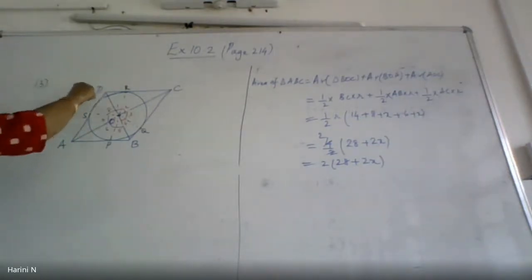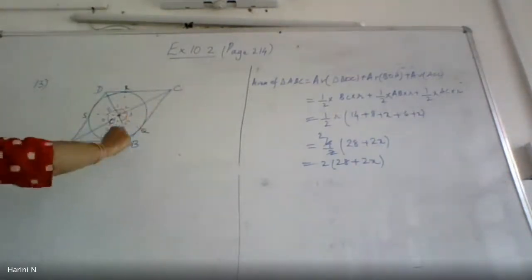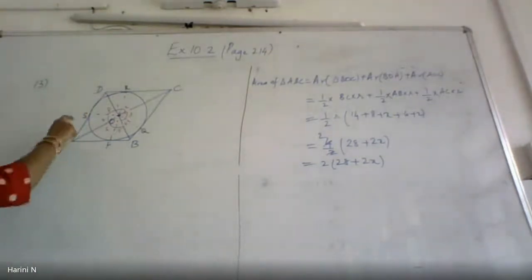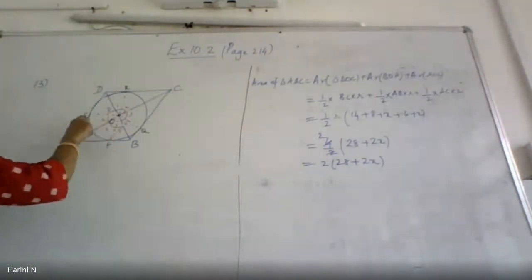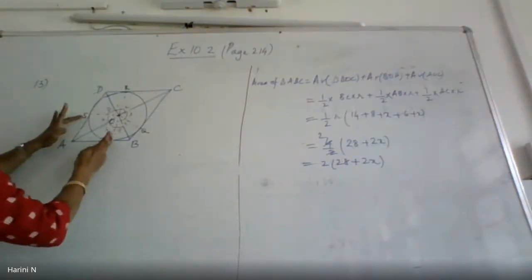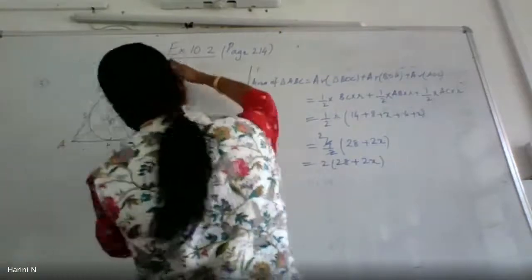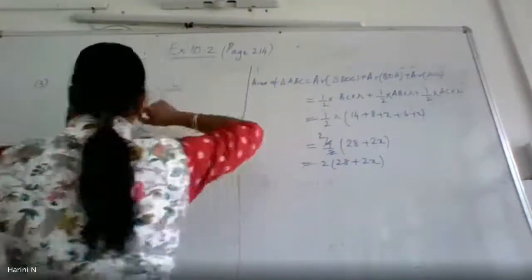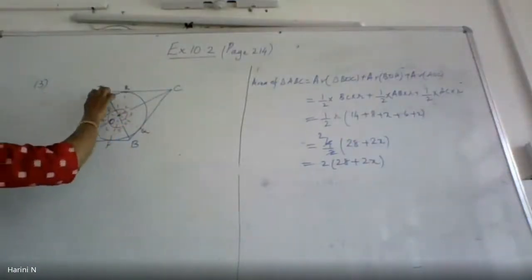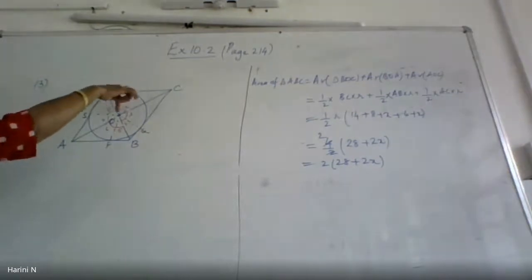DS and DR are one set of tangents. CR and CQ, PQ and PB, AP and AS. So those are subtending angles at the center. These two tangents are making angles at the center. These two tangents are making angle at the center. These two tangents again angle at center. Then these two tangents angle at the center. From D, C, B and A, tangents are drawn and they are making angles at the center.